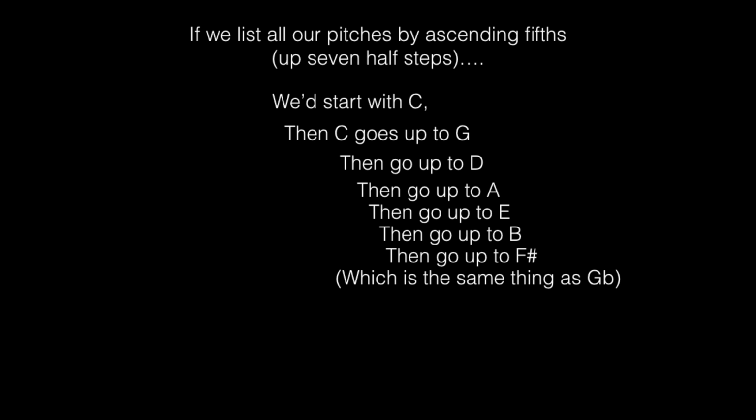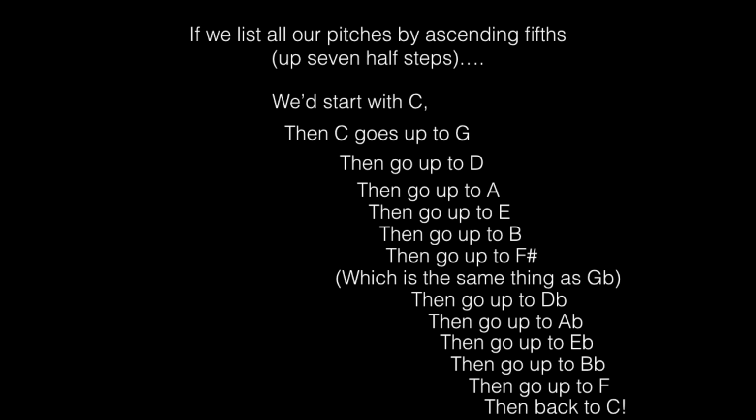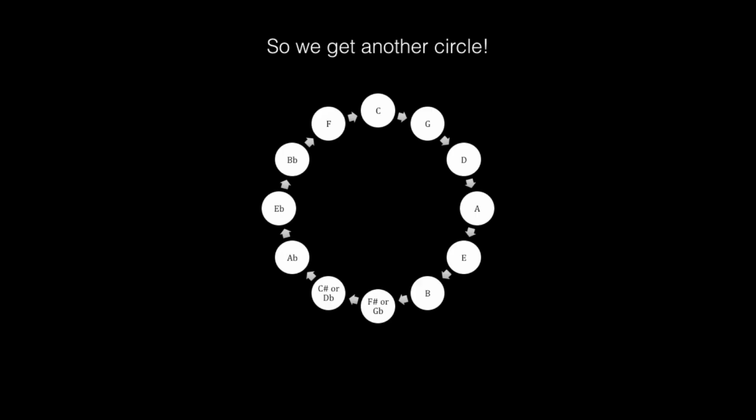Now F sharp is the same thing as G flat, and so let's start counting from G flat now. G flat goes up a fifth to D flat, which goes up a fifth to A flat, which goes up a fifth to E flat, and then to B flat, and then to F, but then F gets us back to C. And so this is the sense that fifths give us a circle. If we start on C, we'll end back on C if at some point we start respelling sharps as flats.